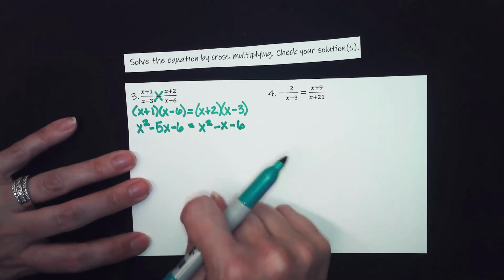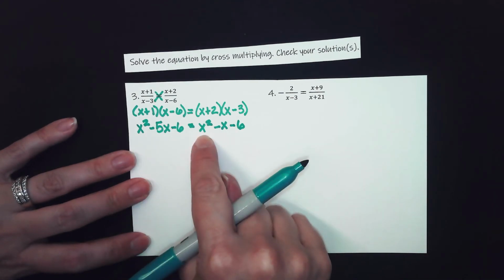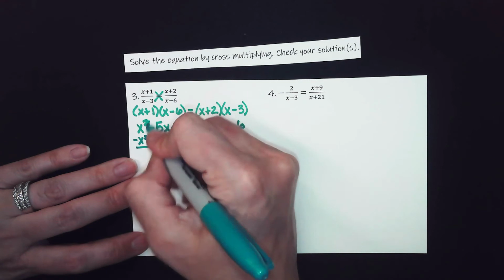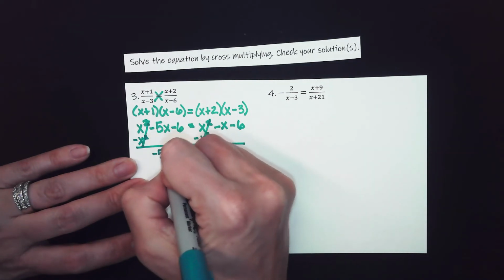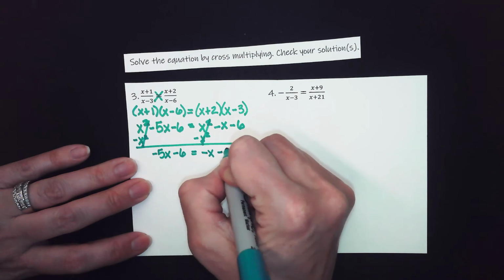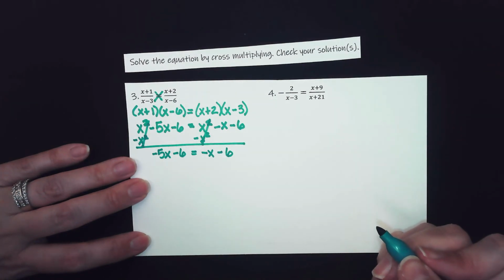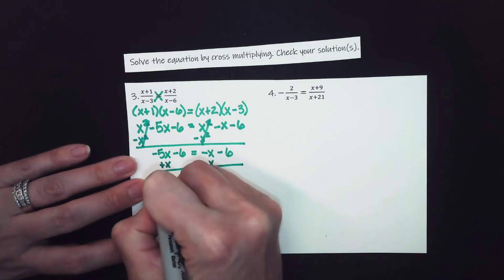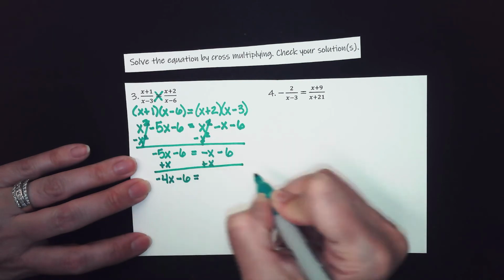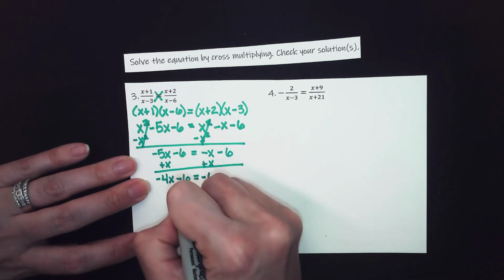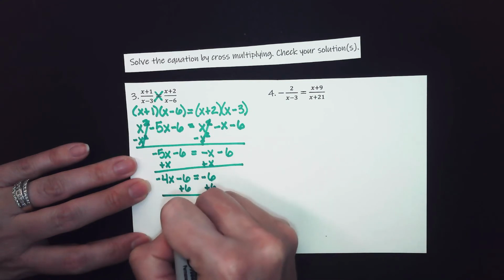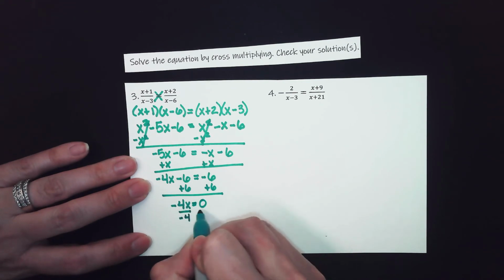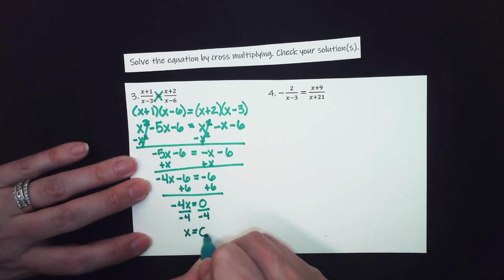All right, so I have a quadratic on each side, but as I can see, they're both just x squared. So when I subtract x squared from each side, those are 0. So I get negative 5x minus 6 equals negative x minus 6. All right, let's go ahead and move x's to one side. So I'm going to add x. So I get negative 4x minus 6 equals negative 6. So we need to add this 6 to both sides. I get negative 4x equals 0. Still want x by itself, so I have to divide by the negative 4. And 0 divided by negative 4 is 0.